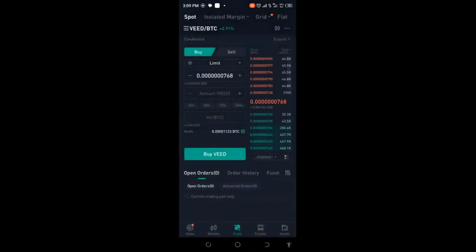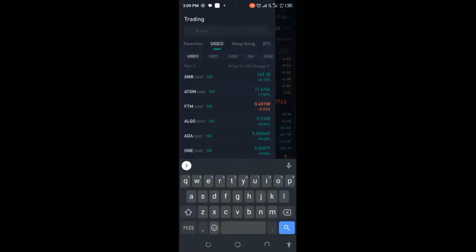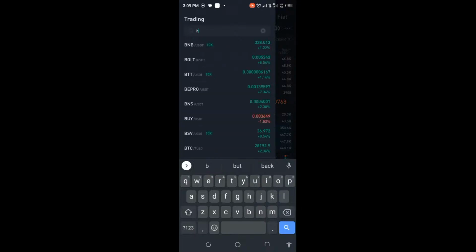So we'll go to VEED BTC, and then we sell and try to see how much we can get. It's just a basic simulation, right? No using of the order book or anything for now. We just want to check whether what we'll get will actually be worth it.